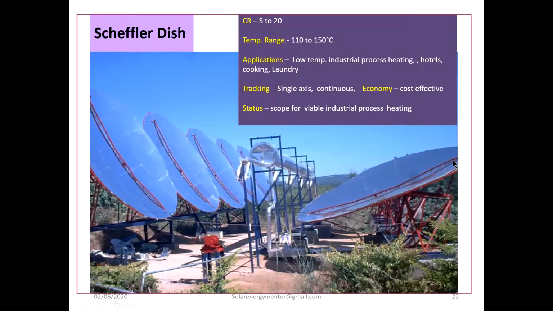So the Scheffler dishes come in concentration ratios of 5 to 20. The temperature range is 110 to 150 degrees Celsius, and applications are low temperature industrial process heating like hotels, cooking and laundry. Single axis tracking is needed, but with periodic adjustment in north-south. Single axis tracking means it tracks the sun east-west, and then periodic adjustment is needed in the north-south direction.